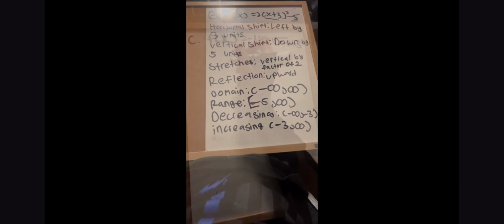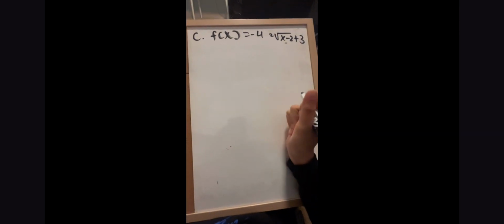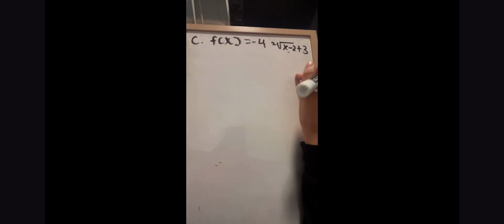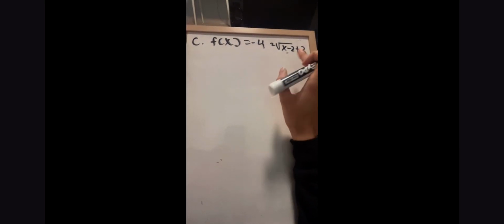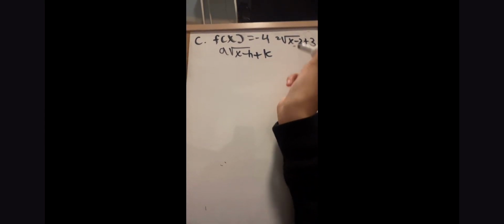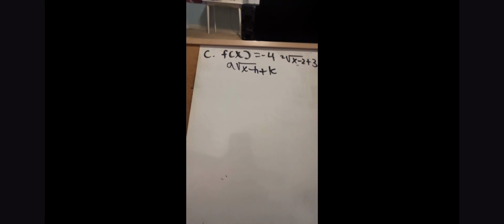to C. Hello, welcome back everybody. So we're going to do question C. f(x) = -4√(x - 2) + 3. So this looks like, actually, this is the square root function in the form of a√(x - h) + k. Interesting. Okay.